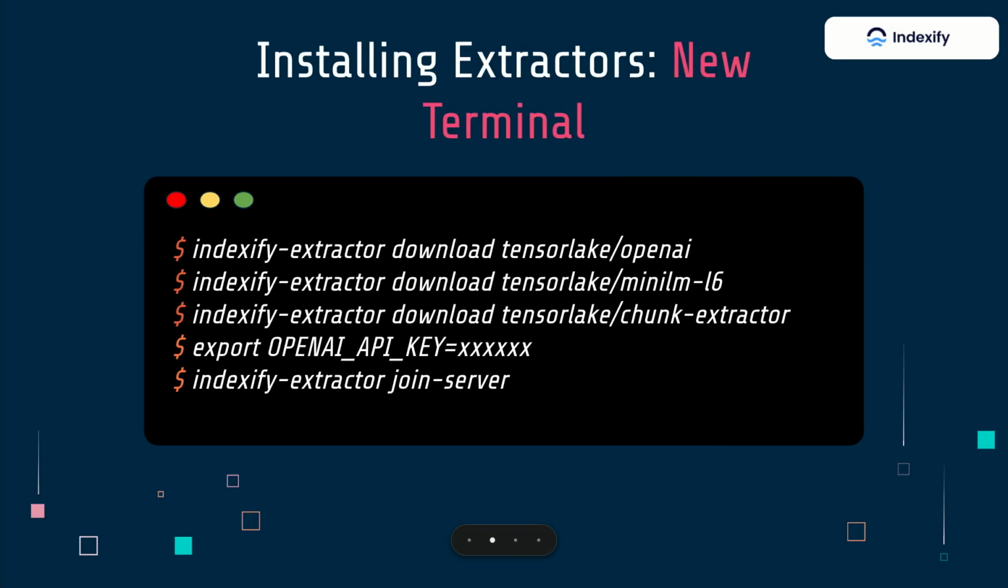So now the next command is we need to start what we call the extractor workers. Basically, the extractor workers are going to be running the different workers that execute our extractors. In this case, we have 3 different extractors: the OpenAI extractor, the mini LM extractor, and the chunk extractor. So we need to create a bunch of workers that are going to be executing these extractors. And Indexify does that so simply for us. All we have to do is run this command: indexify extractor join-server. That's going to open up our Indexify server for us.